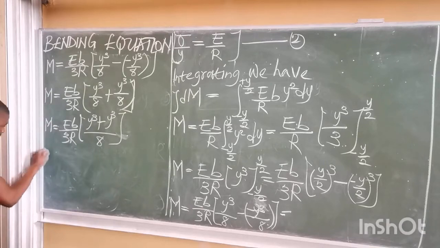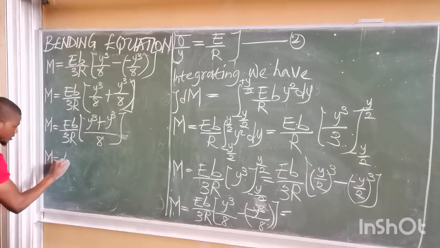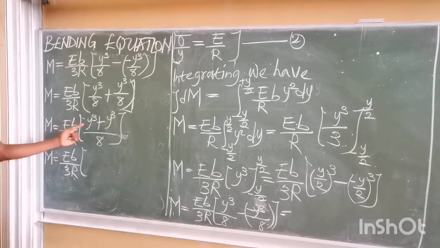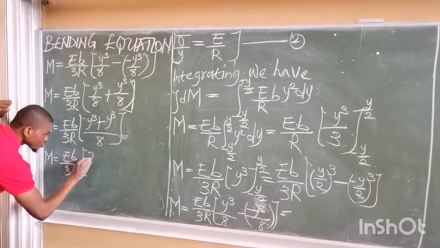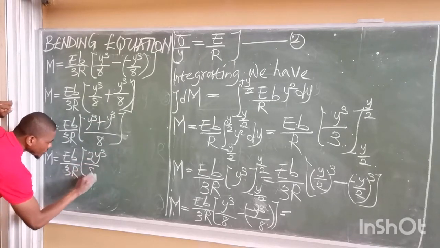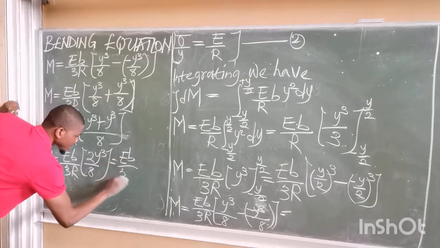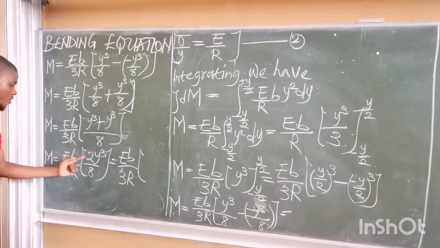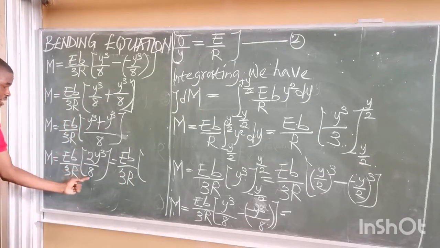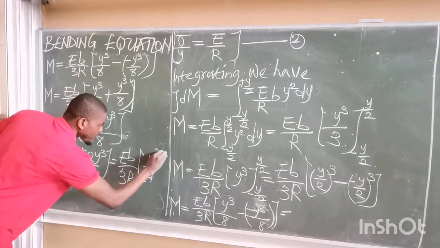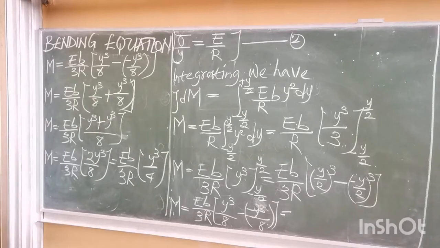All right, so moment is now equal to EB all over 3r into y cube plus y cube, which simply gives us 2y cube all over 8. And this is equal to EB all over 3r into, of course, 2 goes into 2 once, 2 goes into 8 four times. So I'm simply left with y cube all over 4. So I have this.